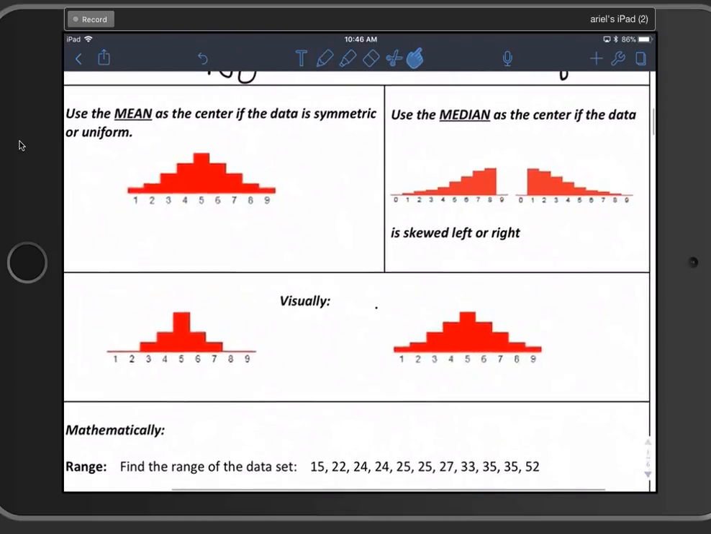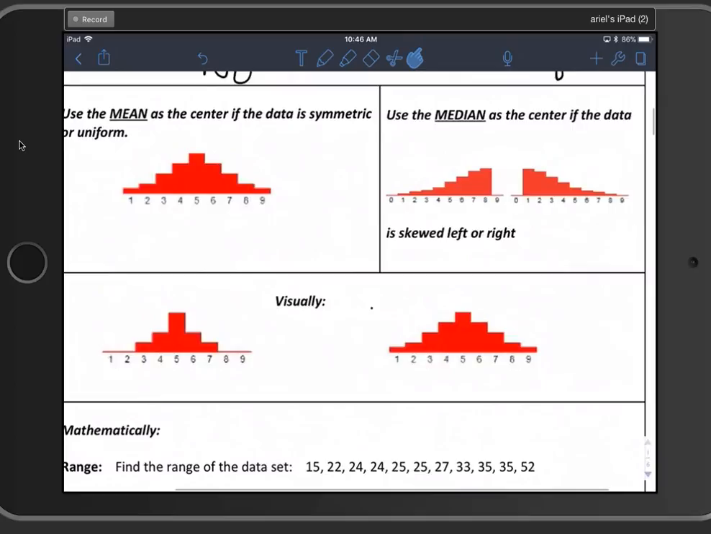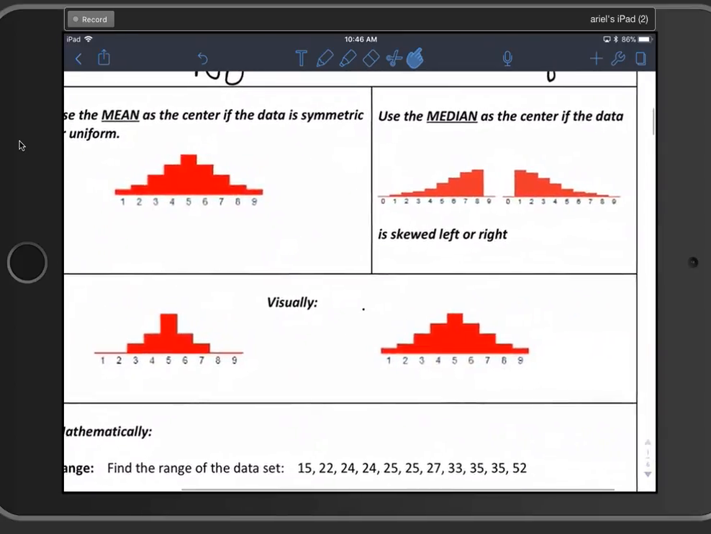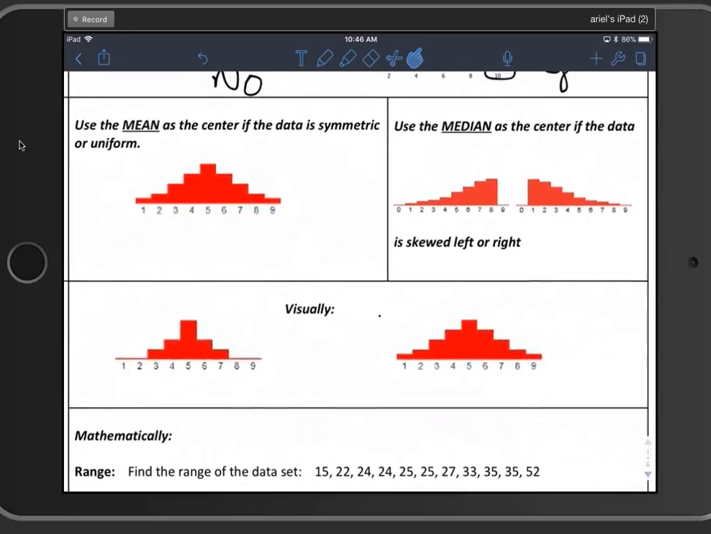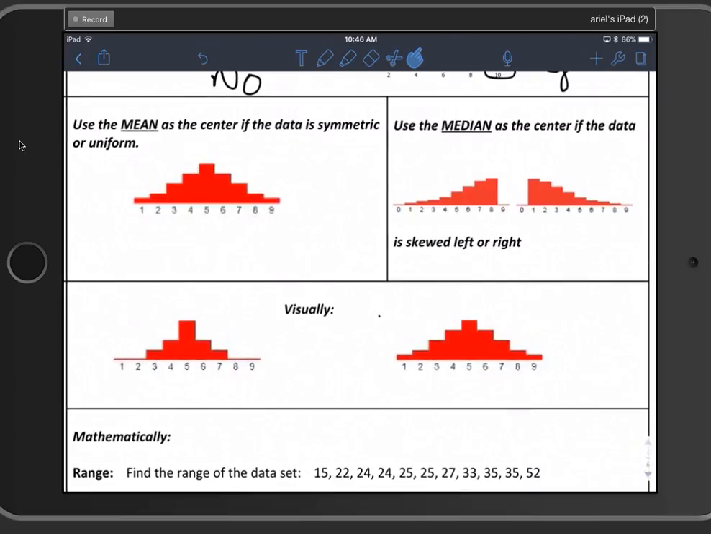On the next one, all right. So this one is the center, and we'll have to be able to find out, do we use the mean or the median when it's symmetrical or if it's skewed left or right? How do we find it? On the mean, when it's symmetrical like this, we always use the mean. So when it looks like this, the mean is so easy, you don't even have to do any math. All you have to do is find the middle part, and this is it. So the answer is 5.